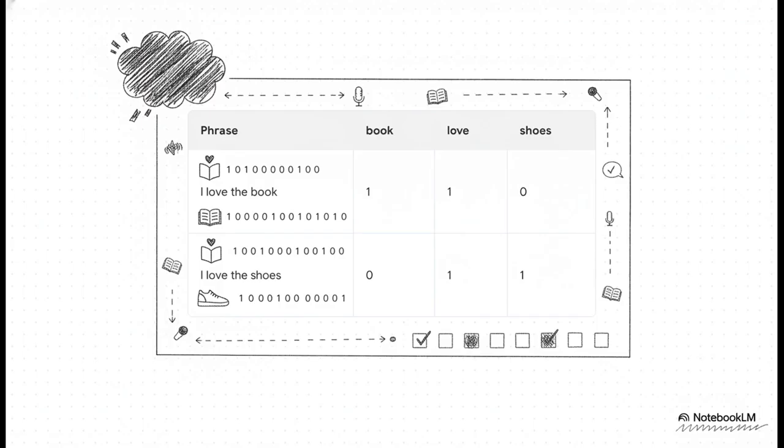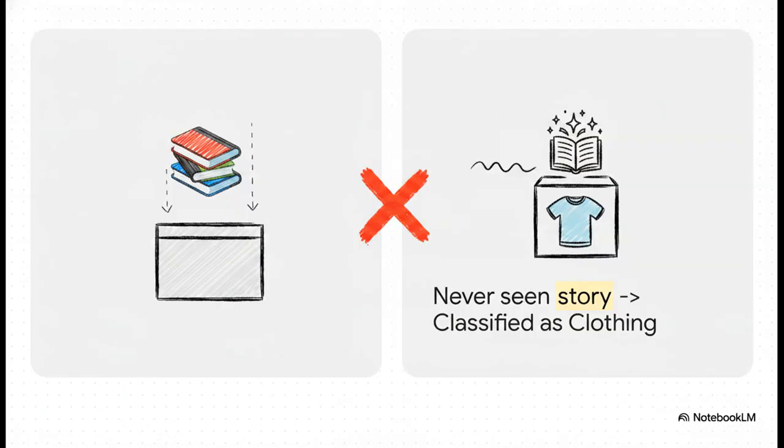So, a heartfelt phrase like, "I love the book," just gets coldly mapped out into a vector of ones and zeros. But here's the fatal, rigid flaw of bag of words. Say we train our model on the word book and successfully teach it to categorize phrases into a books category. If we then ask it to categorize "I love the story," it fails miserably. It might guess it belongs in clothing, which makes no sense. Why? Because it has literally never seen the exact word story before. It doesn't know what story actually means. It just knows that the word book is missing from its checklist.